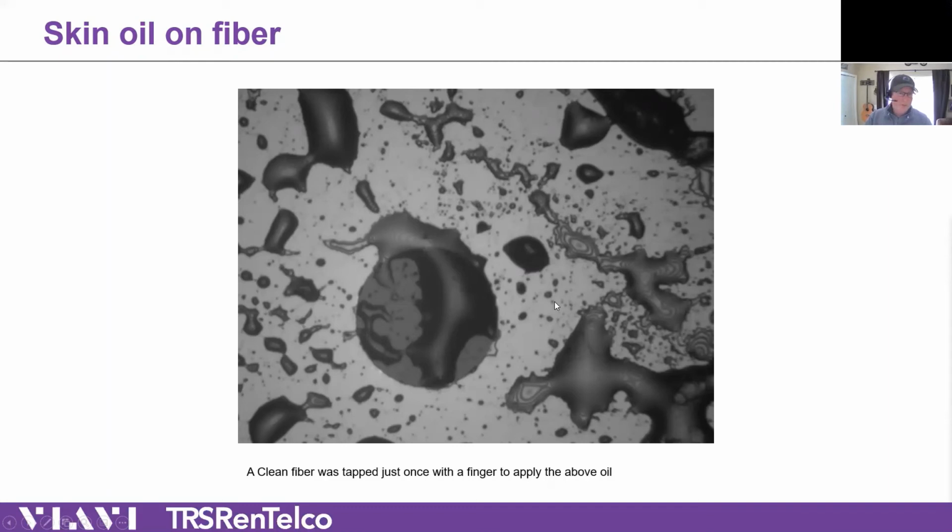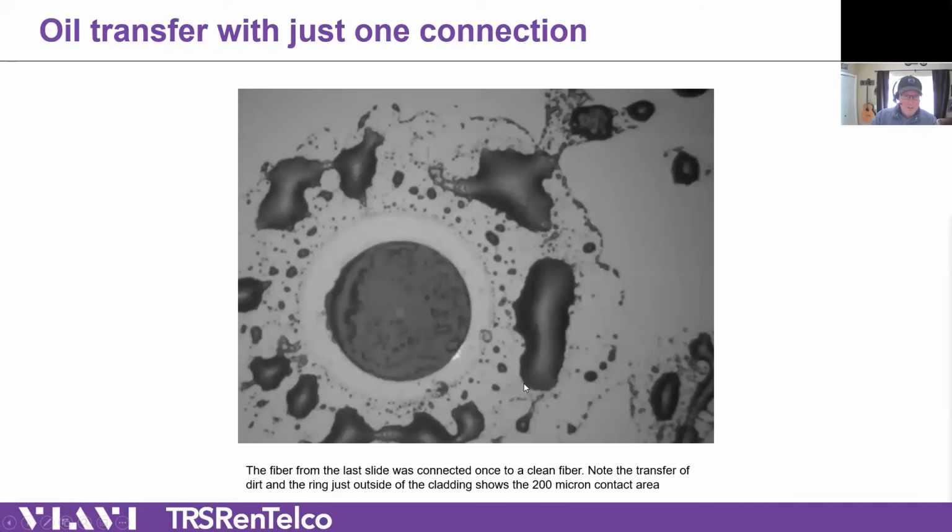This is just blobs of oil. And again, these are really small, so it's not that much. Doesn't hurt anything until you plug it in, right? When you plug it in, since oil is a liquid, what's it going to do? Well, it can't compress because liquid doesn't compress, so it moves.